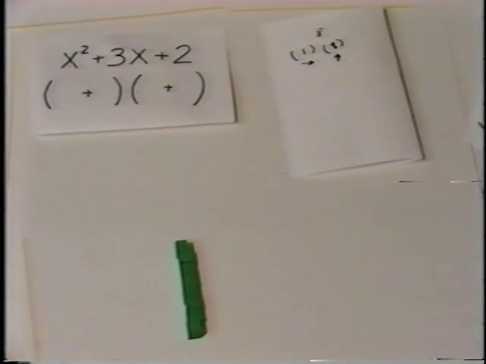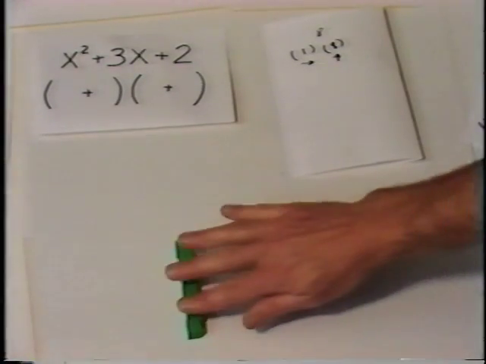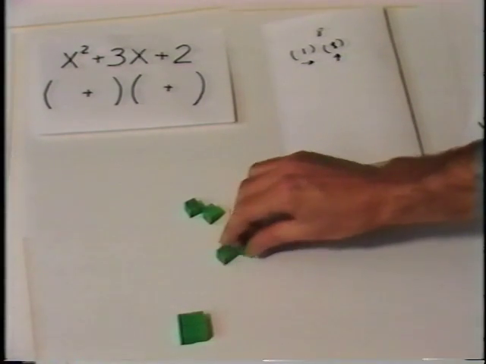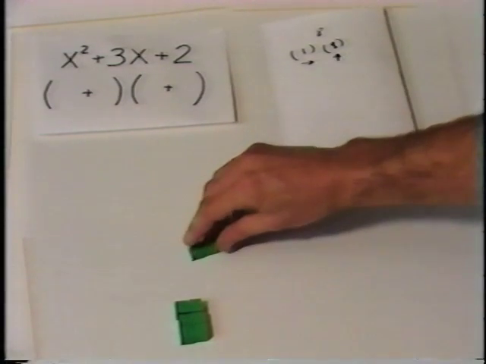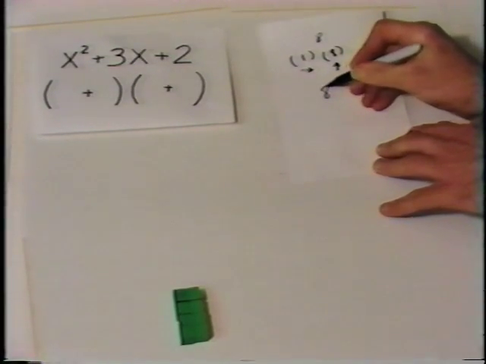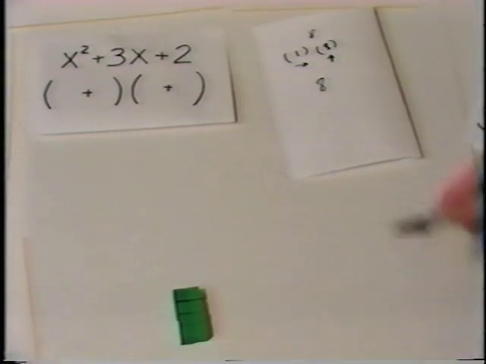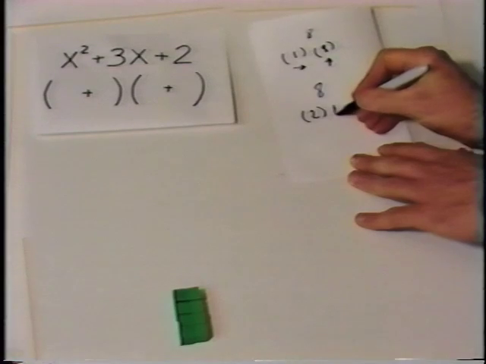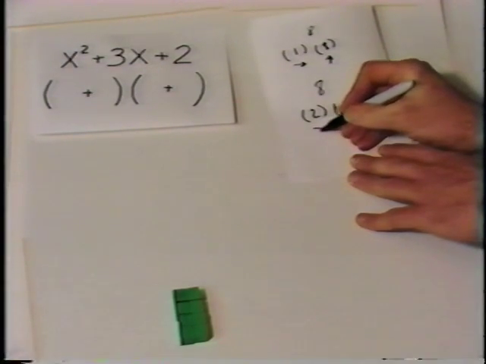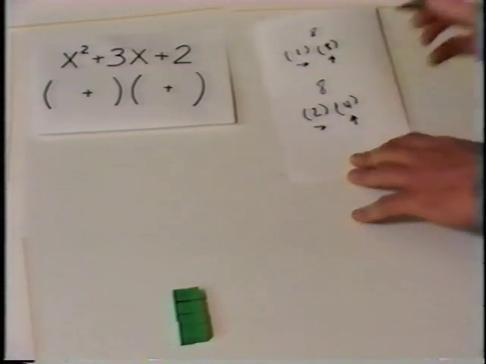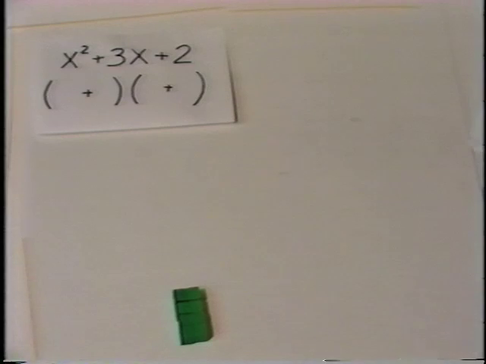Let's see if we can build a rectangle out of 8 that is 2 over. Yes, we can build a rectangle out of 8 that is 2 over. What are the factors of 8 now? The factors of 8 are over 2 and up 4. Over 2, 1, 2, and up 1, 2, 3, 4. Up 4. Let's look at another amount.